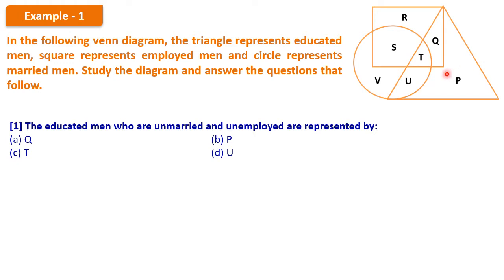Well, this is the answer P, because these are educated men, and as they are outside the circle as well as square, they are unmarried and unemployed. So the answer for the first question is P.